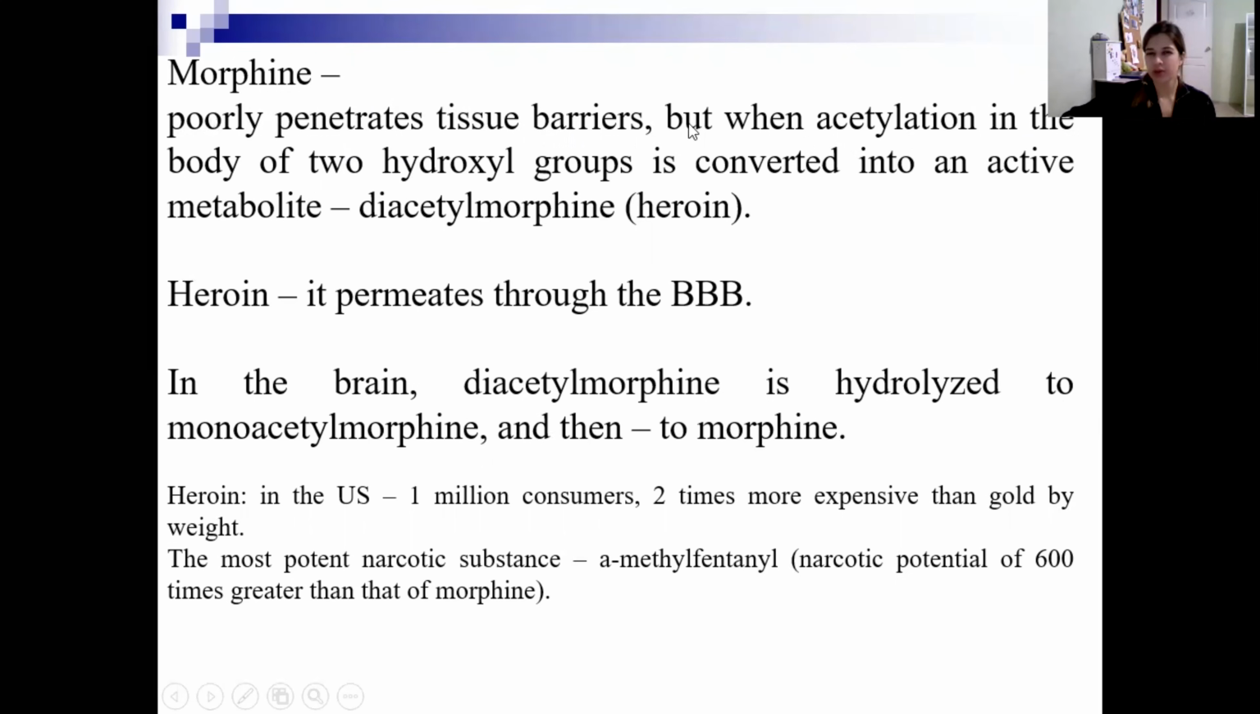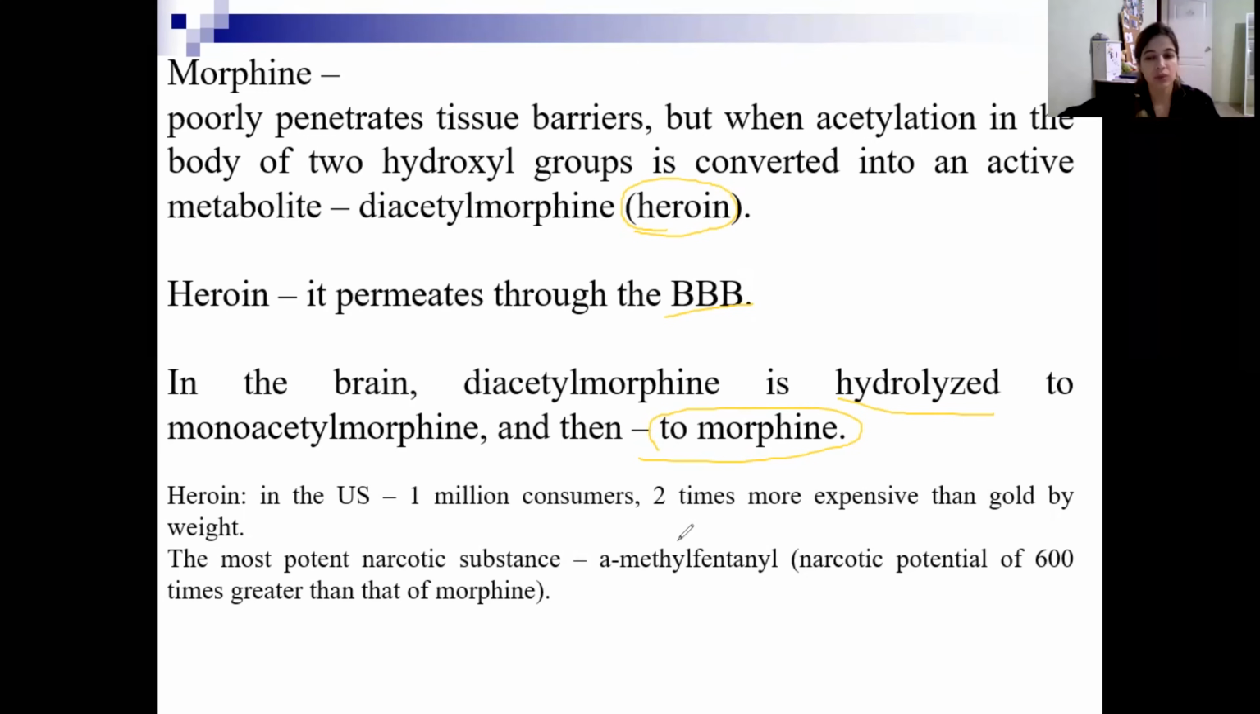Morphine poorly penetrates through the tissue barriers, but when acetylated in the body, the two hydroxyl groups are converted into an active metabolite, diacetylmorphine, heroin. So it is the synthetic drug, heroin, which penetrates through the blood-brain barrier. And in the brain, diacetylmorphine is hydrolyzed back to morphine. Heroin, I think everybody knows, is the drug which destroys the lives of many people in the world. In the United States, we have 1 million consumers, and heroin is actually 2 times more expensive than gold by weight. So, it's a good business, of course, but illegal and it kills people.